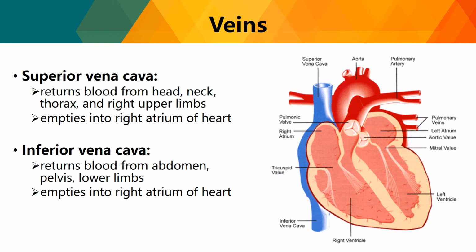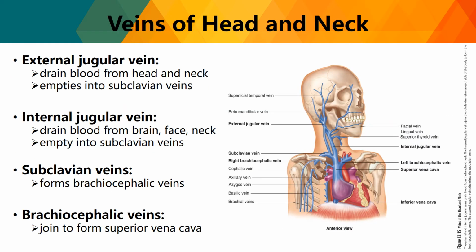Okay, so from the terms pa lang, you would know na what's their function. Okay, from the superior, syempre, ang nire-return niyang blood is coming from the upper part of your body. Inferior is from the lower part of the body. Okay? So, the veins of the head and neck, you have your external jugular vein, internal jugular vein, subclavian veins, and brachiocephalic veins.